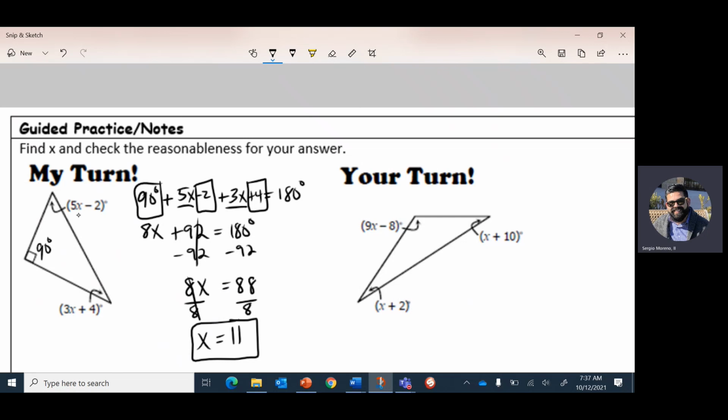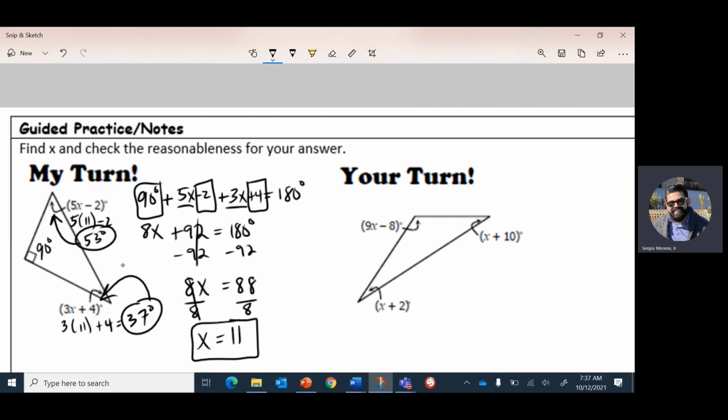Okay, so I'll go ahead and do this kind of small here. Up here I have 5 times 11 minus 2, so it's 55 minus 2. That's equal to 53 degrees, which is this one right here. Let's go ahead and do it again down here. We do 3 times 11 plus 4, and this is equal to 37 degrees. And that's what this is here.